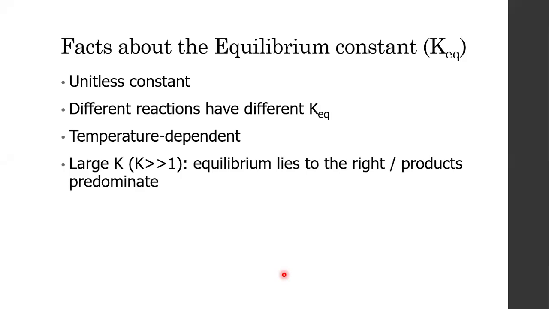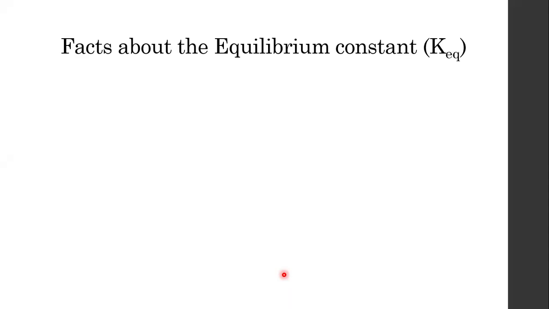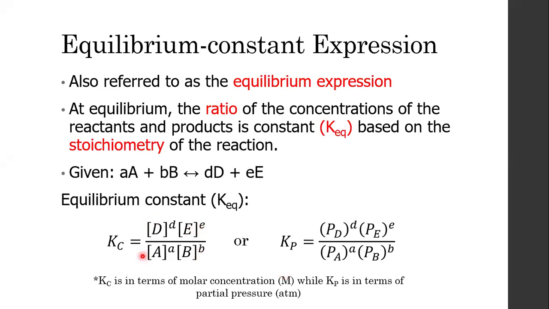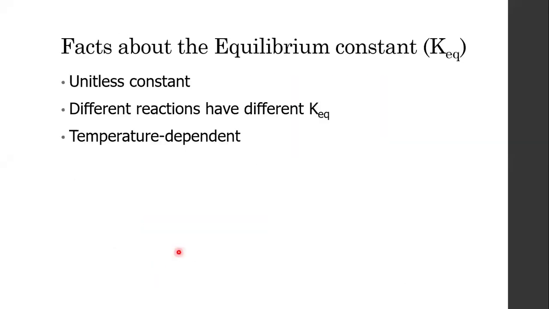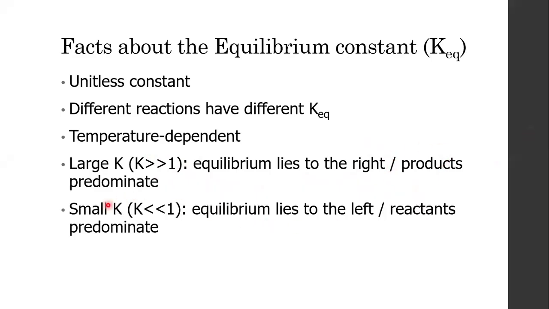Now in terms of interpreting the magnitude of Keq, we say that if the K is large, you can already predict based on the previous slide, right? You have the product over reactant there. If the K is large, then we could say that the products predominate. The products are favored, or we could say the equilibrium lies to the right, since the products are written to the right of the arrow. For small K, we say that the equilibrium lies to the left, or the reactants predominate.